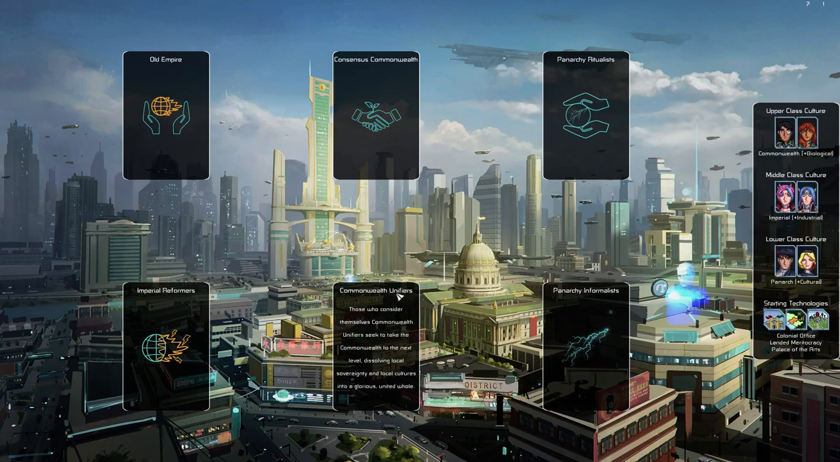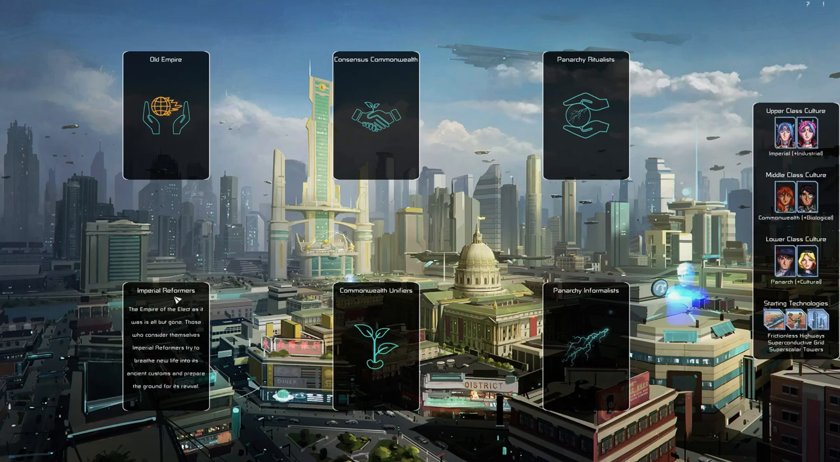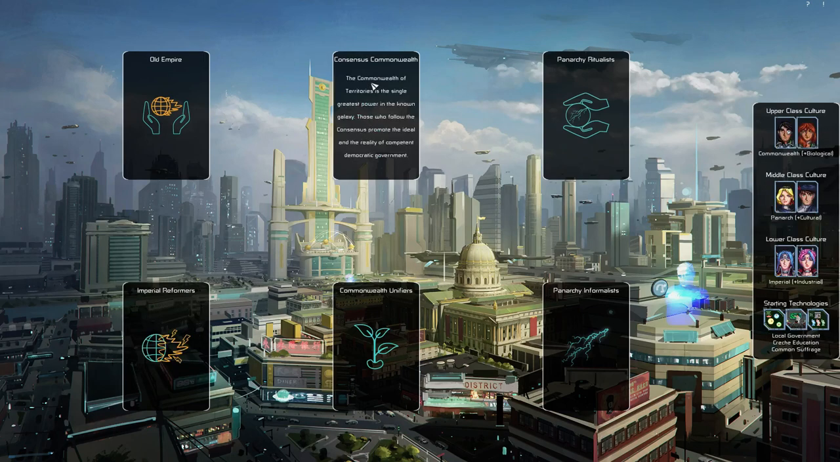This is dissolving local sovereignty and local cultures into a glorious unified whole. And this is the Empire of the Elect. As it was, but gone, they consider themselves reformers. So yeah, each of these does have an effect on how your game plays out. I kind of like these guys. I'm not sure why. I think it's because of the democratic government. That sounds nice to me. That sounds like my play style. So, we're going to choose them.